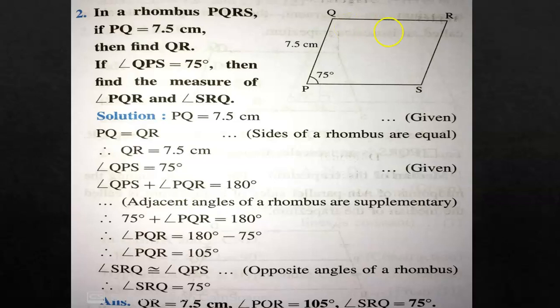And I know that angle SRQ is equal to angle QPS. Opposite angles of a rhombus are equal. So if QPS is 75 degrees, then SRQ is also 75 degrees. So I have found out all three answers which were asked: QR as 7.5 centimeters, angle PQR as 105 degrees, and angle SRQ as 75 degrees.